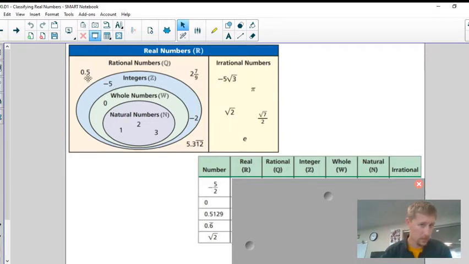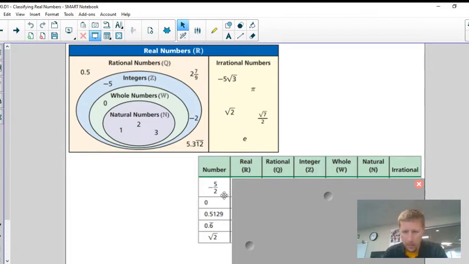There's those terminating decimals like 0.5. There's the mixed numbers like 2 and 7/9. There's repeating decimals like 5.3121212121212. And then those irrational numbers that include square roots that don't simplify, magic numbers like pi and e. All right, so hopefully that helps a little bit with those different number classifications.